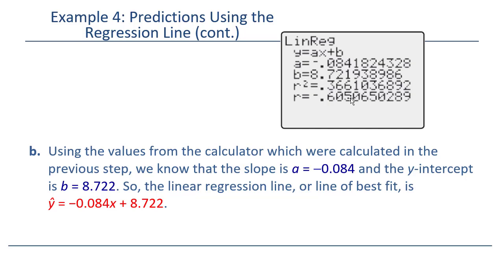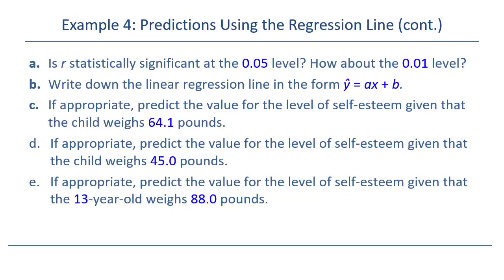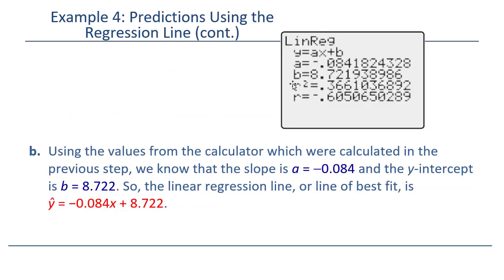So part B asks for the linear regression line in the form of AX plus B, which is the same thing as MX plus B, right? We're just using A instead of M. Then there's our A, there's our B. We put it all together, and we get this.